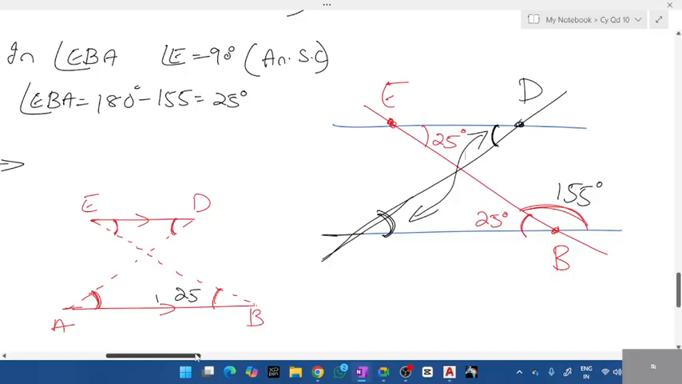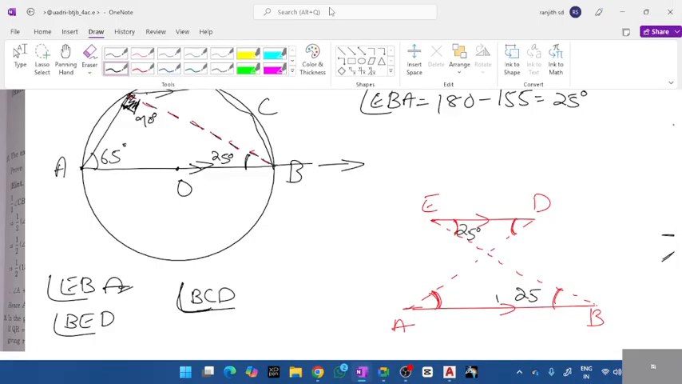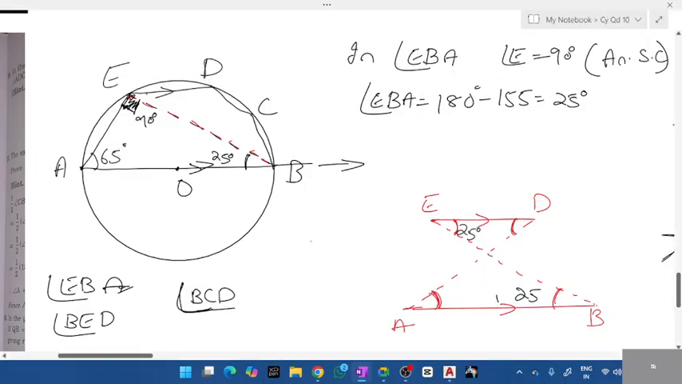Is the answer correct in the textbook? Is it 25? Check the answer, students. Is it 25? Last question, BCD. How did you all find BCD? Okay, which is the cyclic quadrilateral and what's the reason here? ABCD as a cyclic quadrilateral.